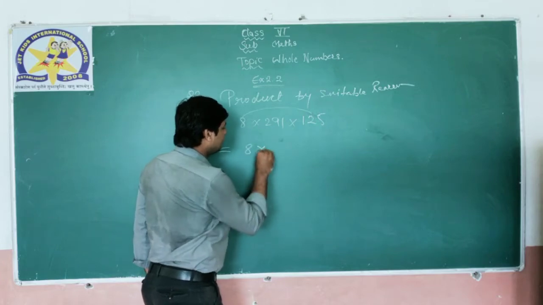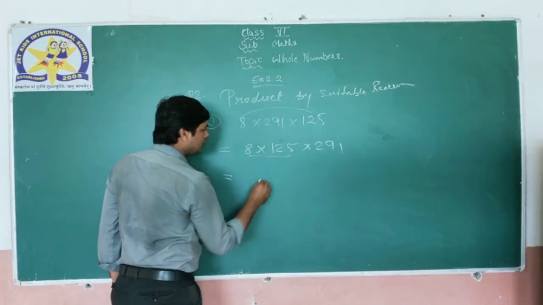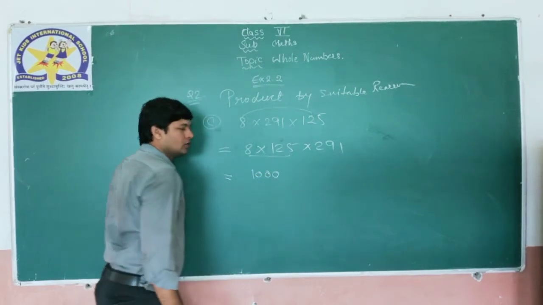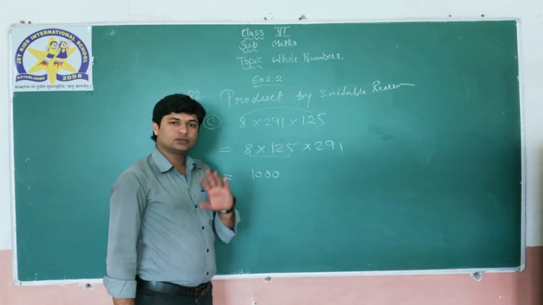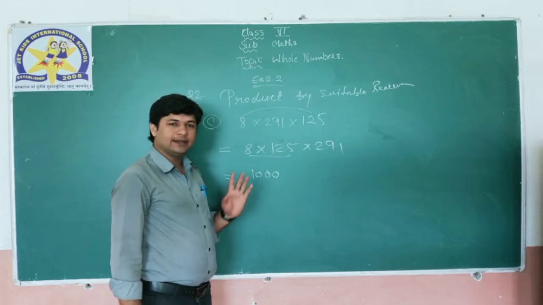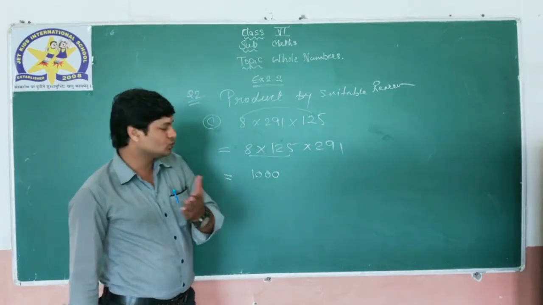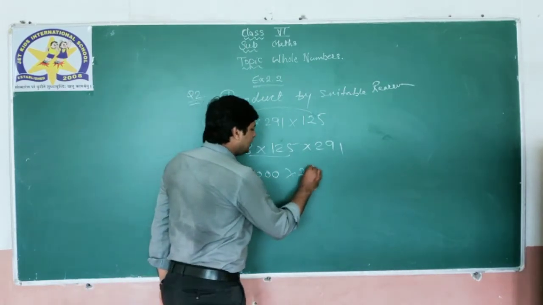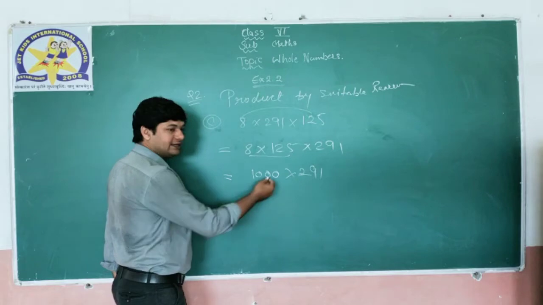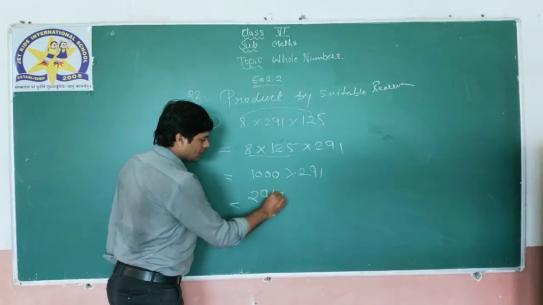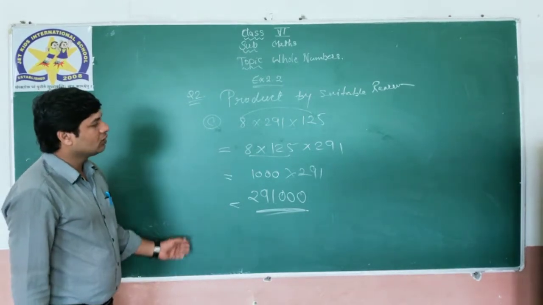If I am doing 8 multiplied by 125, so 8 multiplied by 125 is 1000. Okay, 100 multiplied by 8, that is 800, and 25 multiplied by 8, that is 200. 800 plus 200, that is 1000. Multiplied by 291, what will we do? Just add 3 zeros to it, and you will get your answer in multiplication with 1000. Clear? This is how we are going to perform.